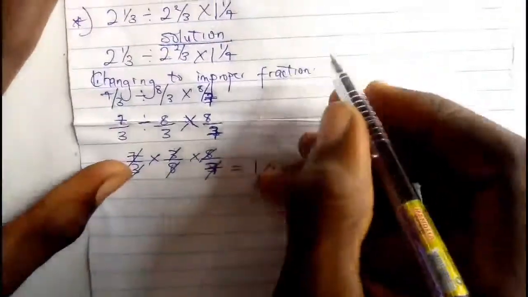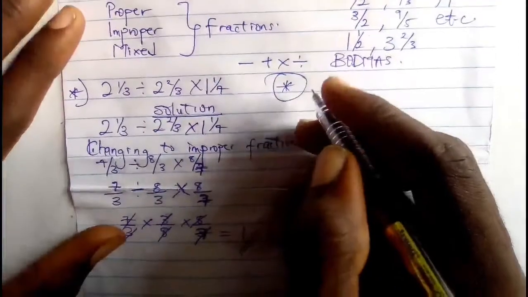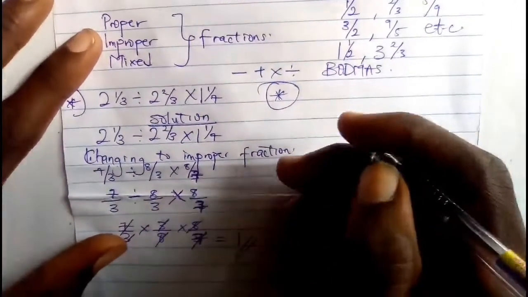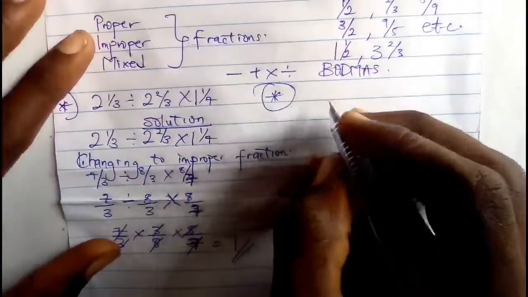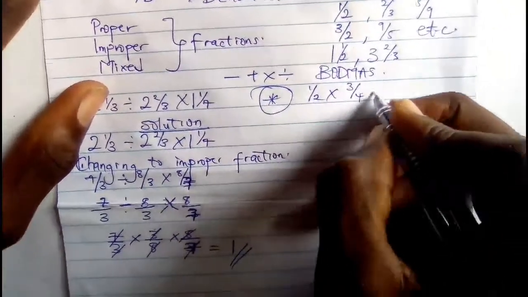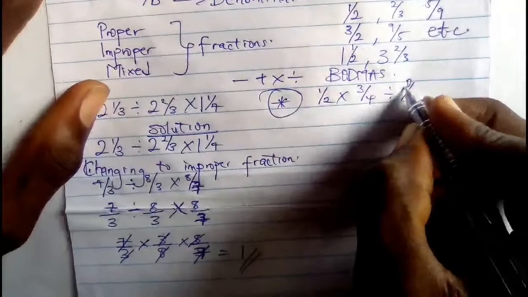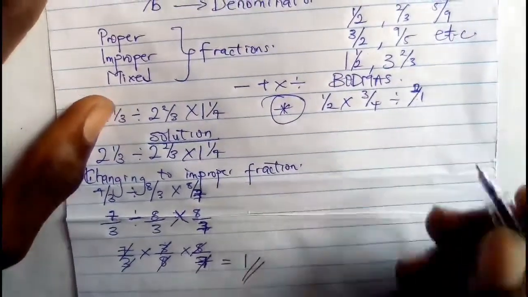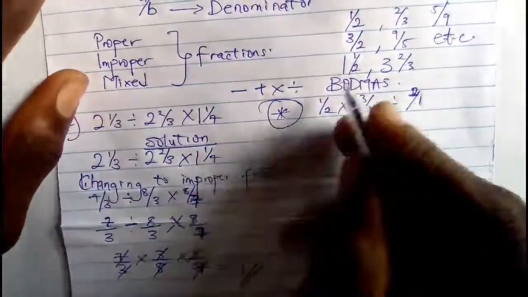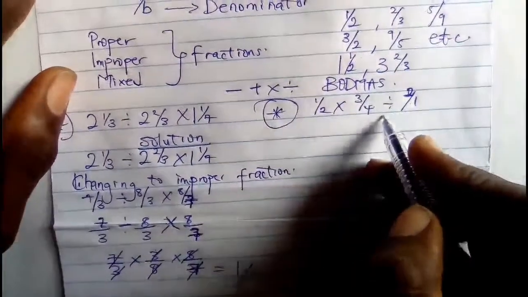So let me quickly go to number 2. Let me write the number 2 here. Maybe if you are told to simplify, let me say 1 all over 2 times 3 all over 4 divided by 1 all over 2, which is 2 all over 1. Then we can solve like this without changing. Some are proper, some are improper.